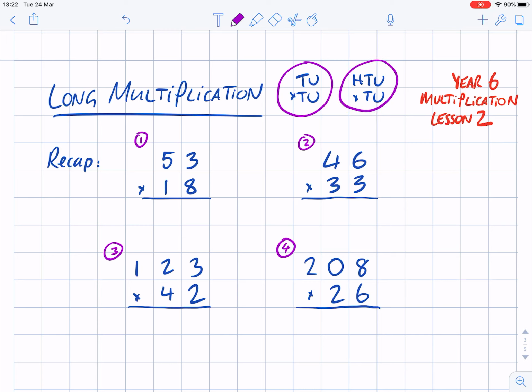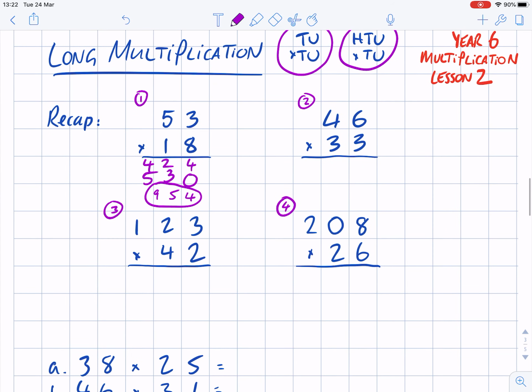So recapping on what we did yesterday, 53 times 18. So just work through it. Remember, we always start at the bottom right, and then we go up to the 3 and then across to the 5. So 8 times 3 is 24. 8 times 5 is 40. Add the 2, 42. And then remember, because I'm working in this tens column now for this 10, I need to put my placeholder in to show it's a 10. 1 times 3 is 3. 1 times 5 is 5. Add those together, and my answer is 954.